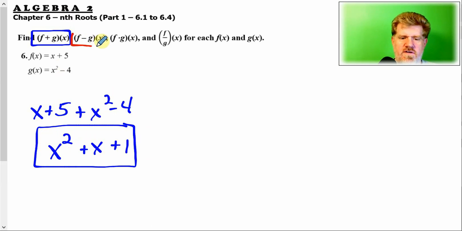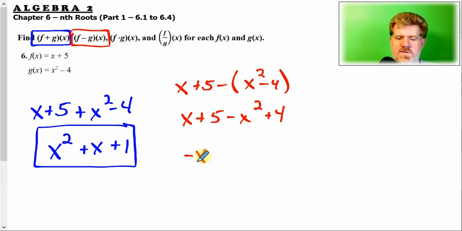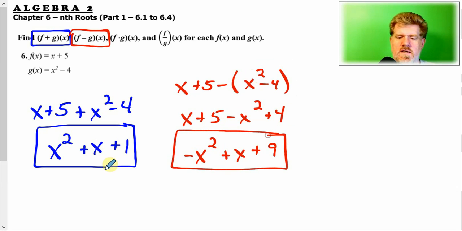What about f minus g? Well, start with f, but this time we're going to subtract this. So instead of adding them, we're going to subtract them. So if I put that negative through, all right, so the x squared goes first, then the x. 5 plus 4 is 9. That's f minus g.